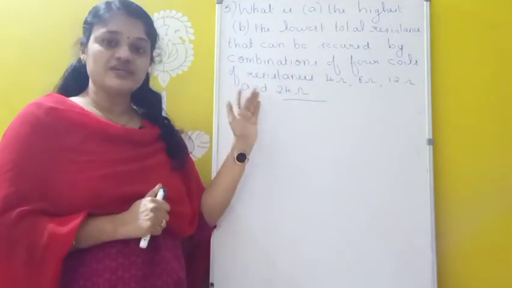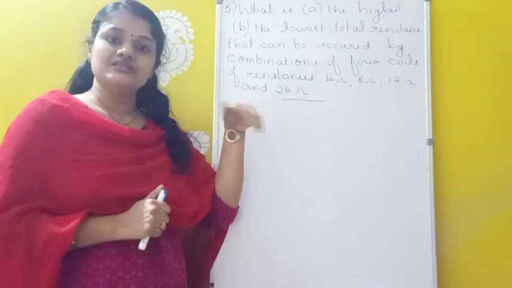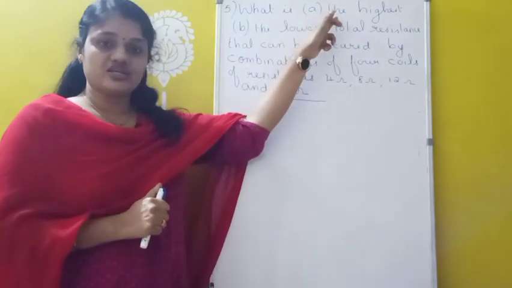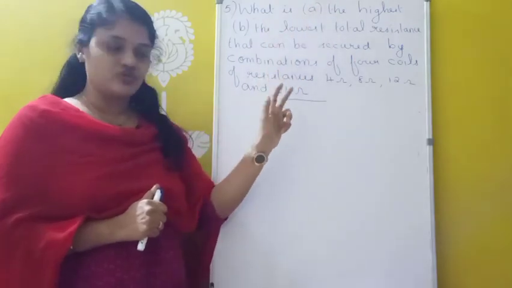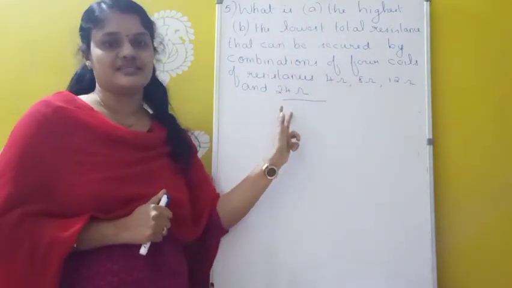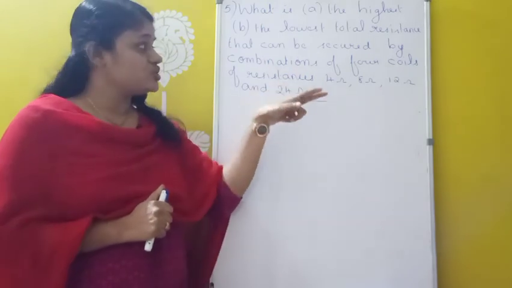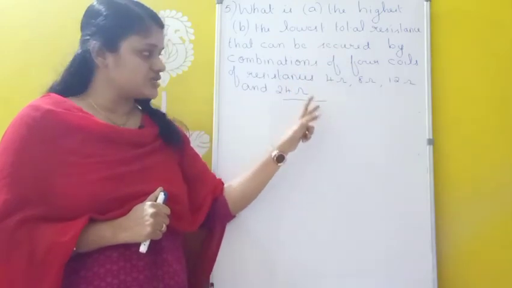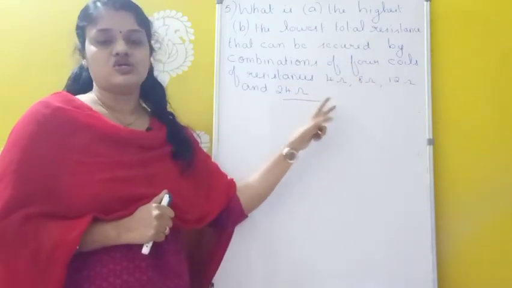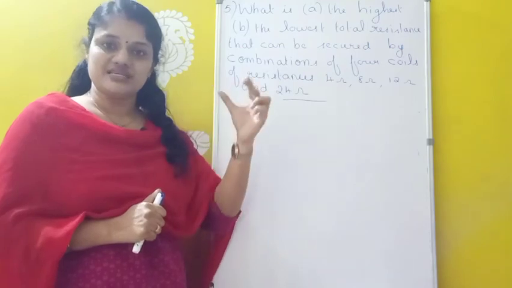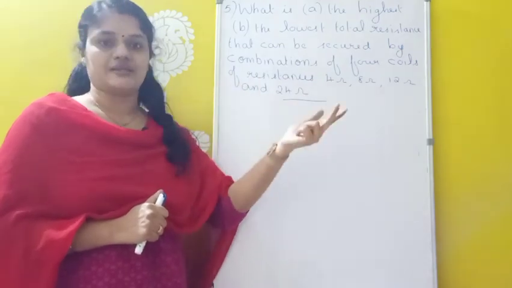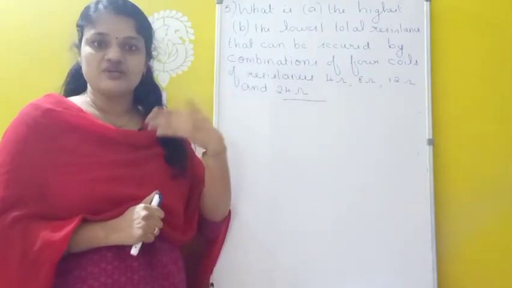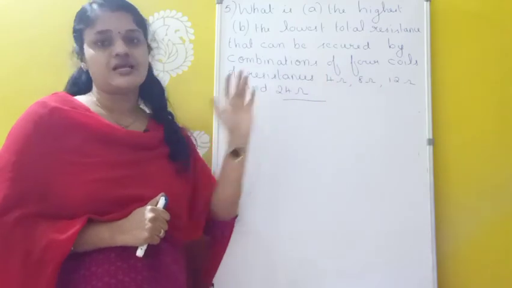Okay. So whenever we are connecting resistors in series, the effective resistance will increase. That means if we want to find the highest value of resistance, we have to connect all these resistors in series. And similarly, if we want to find the lowest value of effective resistance, we have to connect all these resistors in parallel. So whenever we are connecting resistors in series, effective resistance will be increasing. So if we want to decrease the effective resistance, we have to connect all these resistors in parallel. Okay.